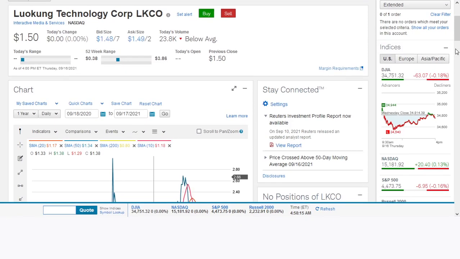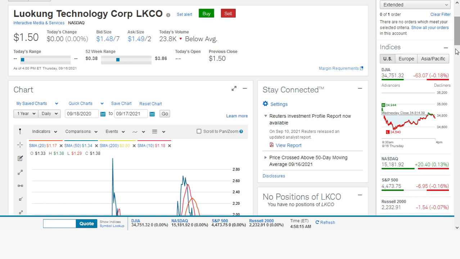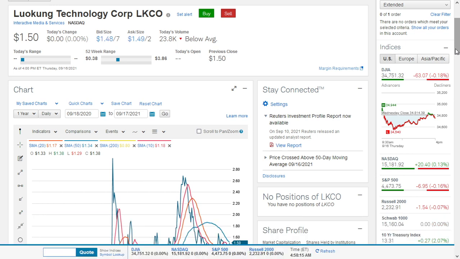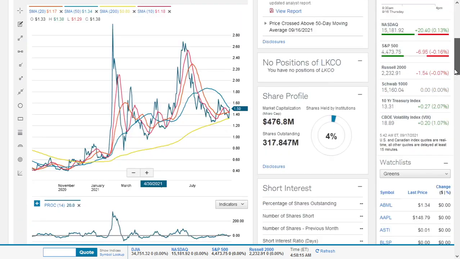LKCO stock, Luokung Technology Corp. It closed the session of the 16th of September 2021 at $1.54. And there's news out there.